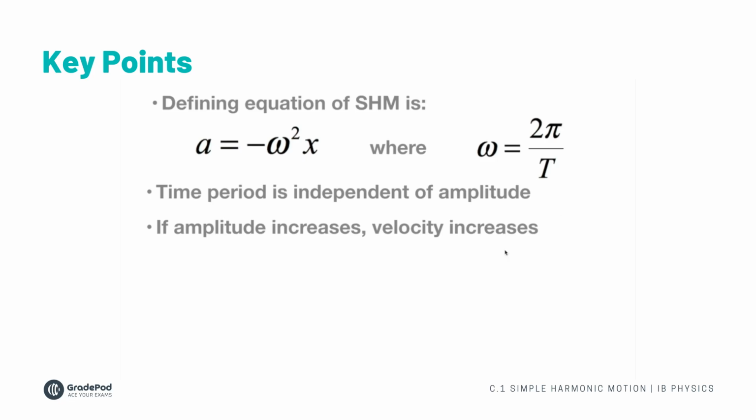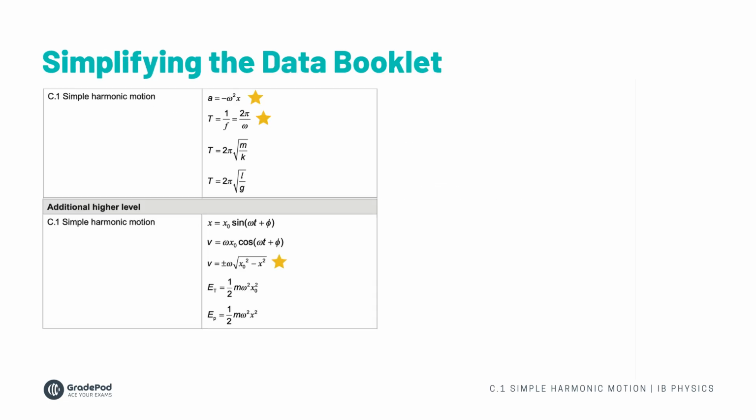A consequence of that is, if you change the amplitude and the time period stays the same, then the velocity of the object must increase. And these two concepts are examined quite regularly in the exam papers, usually in the multiple choice questions. Now, if I go to the data booklet for simple harmonic motion, there are so many equations and they look really complicated. But in fact, there are only 4 that you really need to be comfortable with, and the rest can be managed on the day.